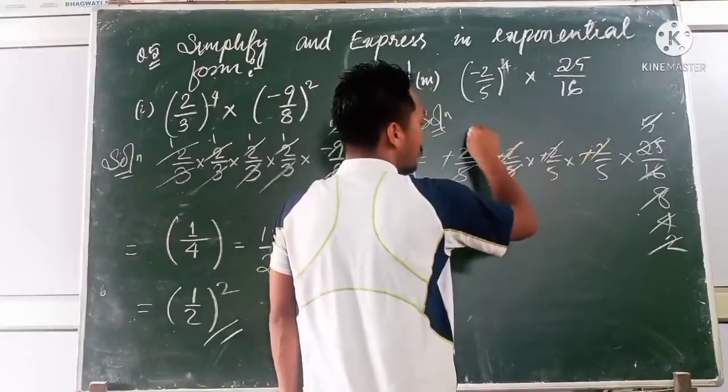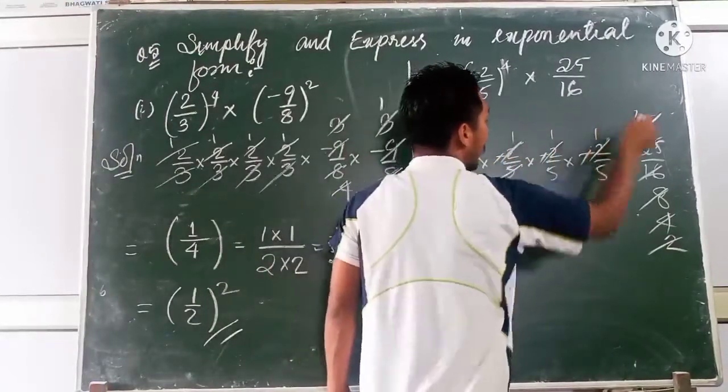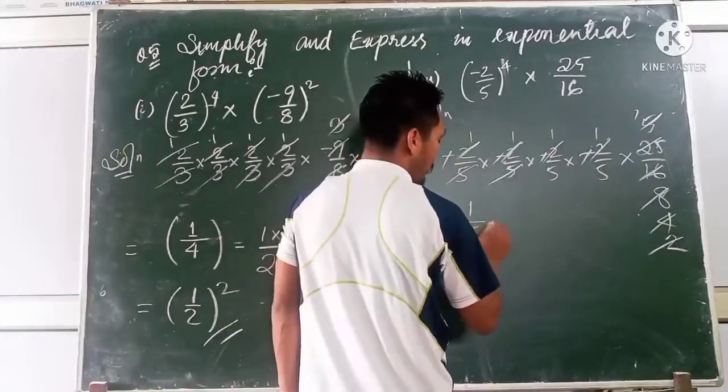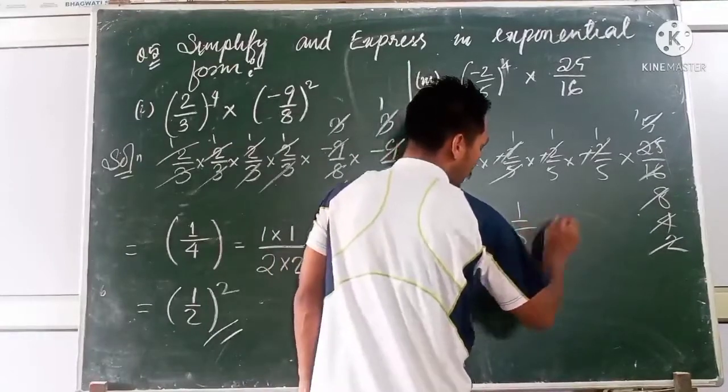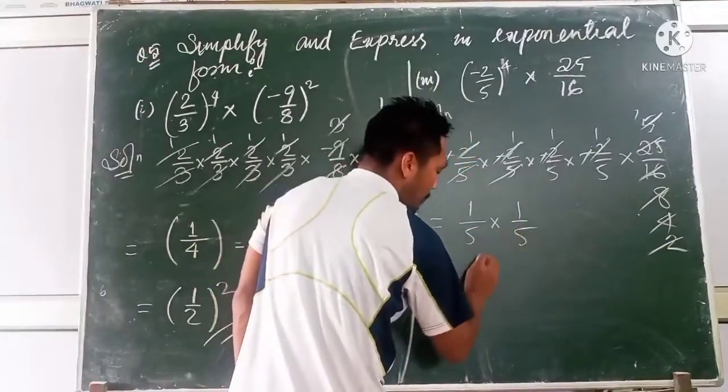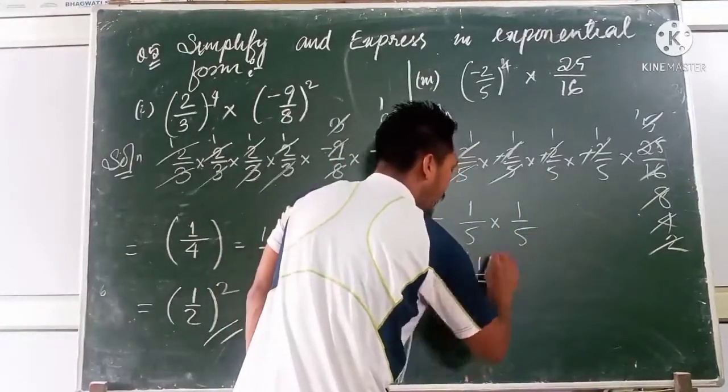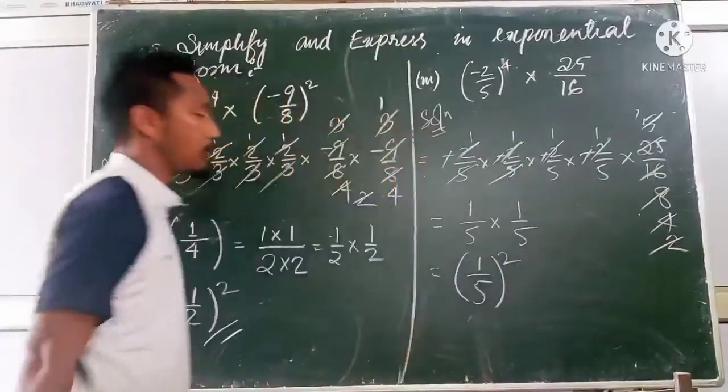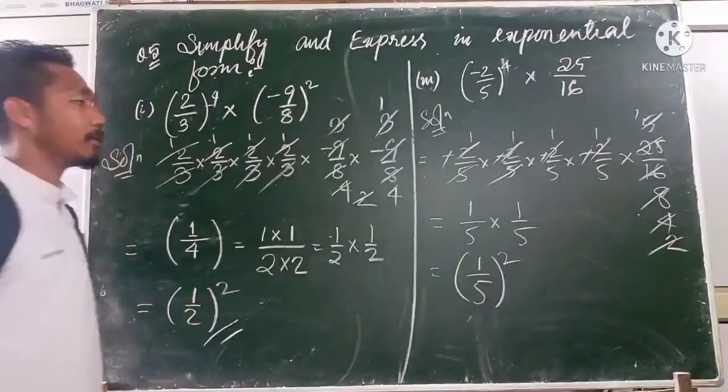So we don't have anything out here, we have only 1 1 1 1 out here, so that means I can write 1 by 5 into 1 by 5 is the remaining downside. So I can write, we have 2 1 by 5, that means I can write 1 and then power I can write 2. So this is your exponential form for these questions.